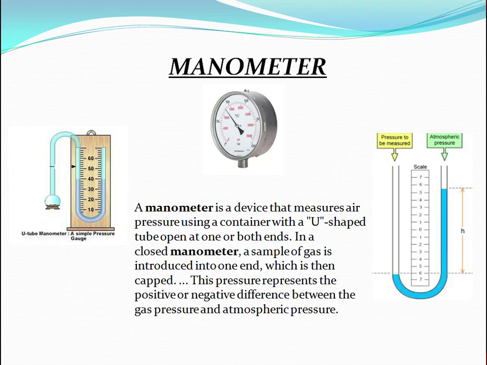Next, the manometer. What is a manometer? A manometer is a device that measures pressure using a container with a U-shaped tube. You can see on the screen the picture of the manometer, which is a U-shaped tube open at one or both ends. In a closed manometer, a sample of gas is introduced into one end, which is then capped. This pressure represents the positive or negative difference between the gas pressure and atmospheric pressure.